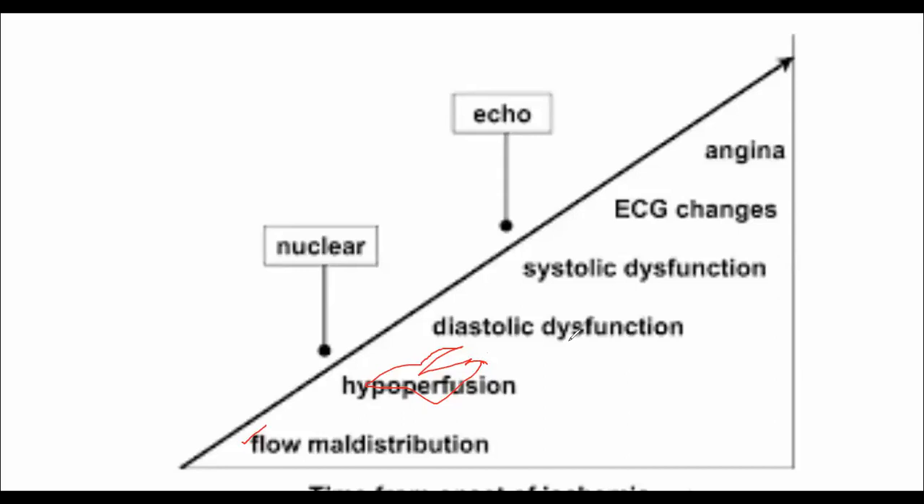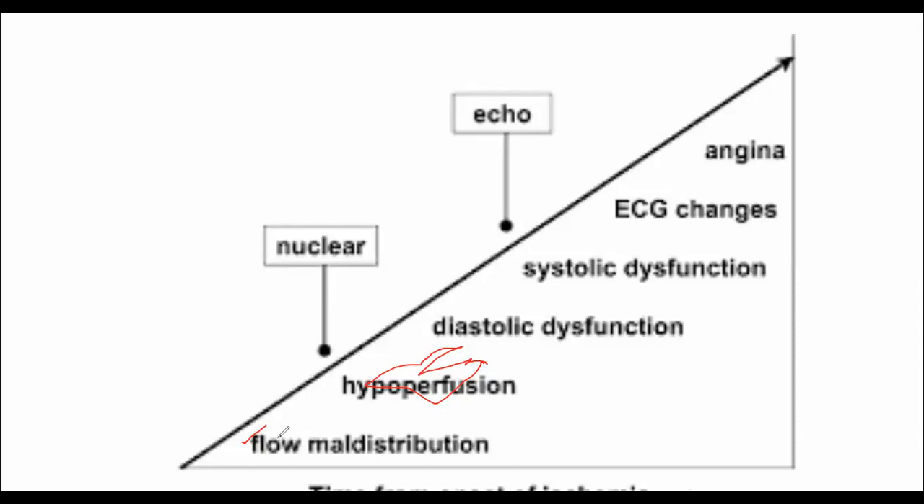And afterwards, diastolic dysfunction starts to occur, then systolic dysfunction, and then the ECG changes. When a patient presents with chest pain and ECG changes, then all these changes have already occurred. And after ECG changes, this is the pain, angina, which is going to occur. If a patient presents with pain and has no ECG changes, it means that the pain is either secondary to something else, or the ischemia is not enough to produce any significant ECG changes.